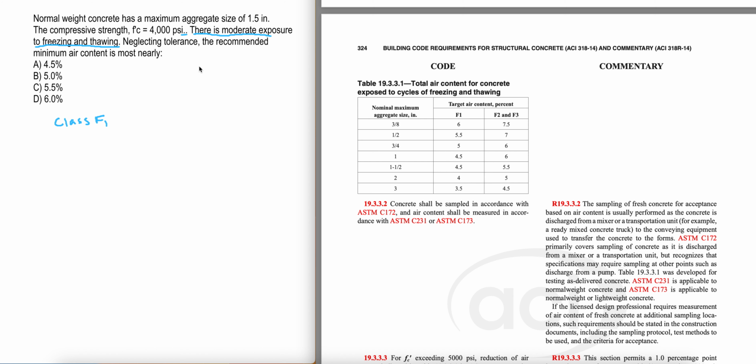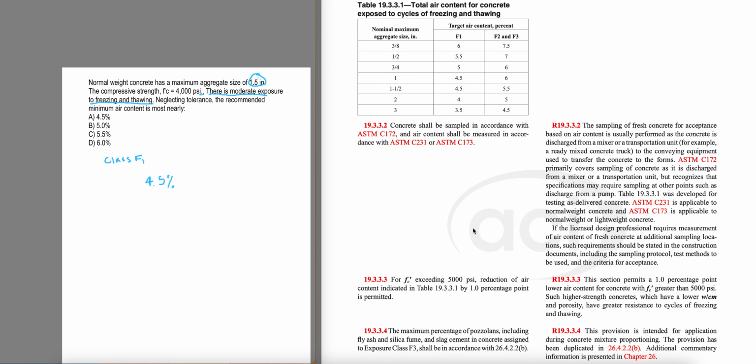So in our case, we're told that the maximum aggregate size is 1.5 inches here, right? 1.5 inches. So based on that, we go down to the 1.5 row, and we're F1. That gives us 4.5%.